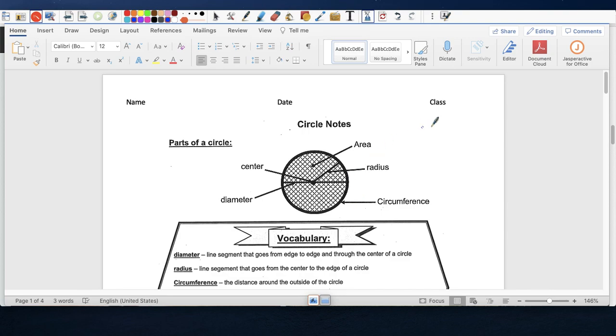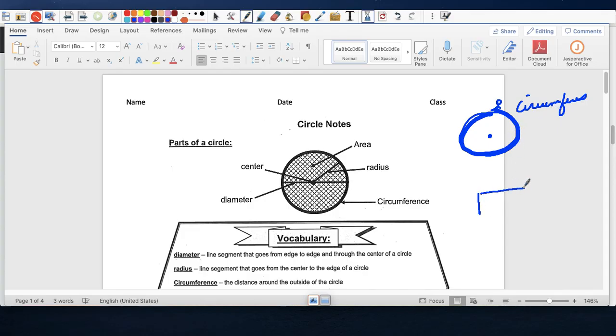All right, and then we have one more. They're pointing to the circumference. So imagine a circle, right? And you were standing over here, and you were to walk around the circle. The distance that you walk is called the circumference. The distance around the circle is called the circumference. Just like when you do the perimeter.